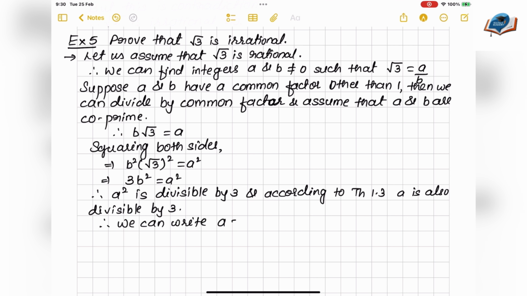Since 3A and B are integers, A upon 3B is rational, and so root 2 is rational. But it contradicts the fact. Therefore, 3 root 2 is irrational.